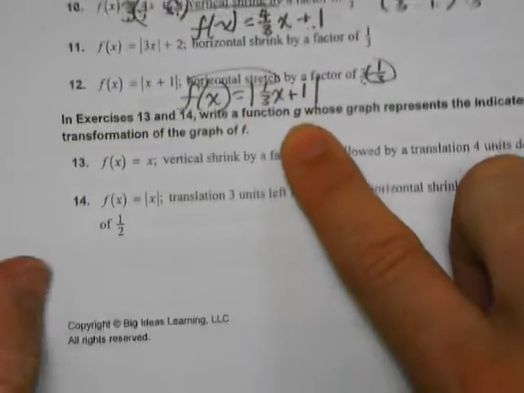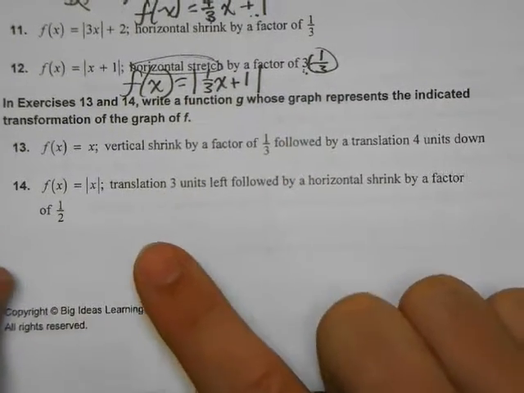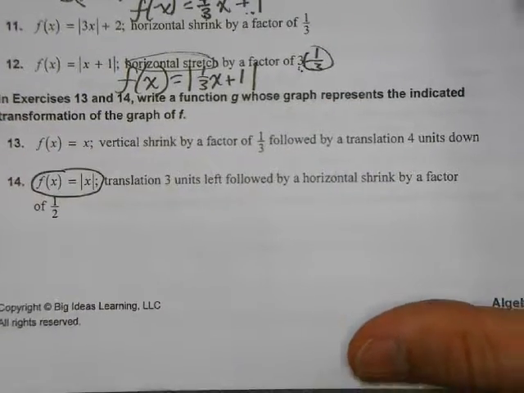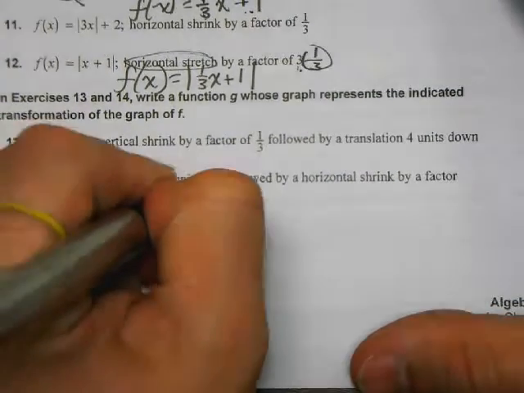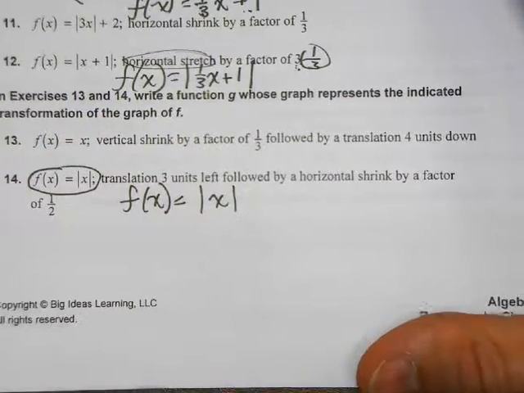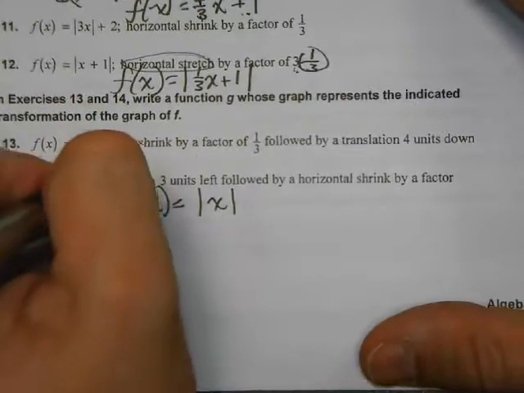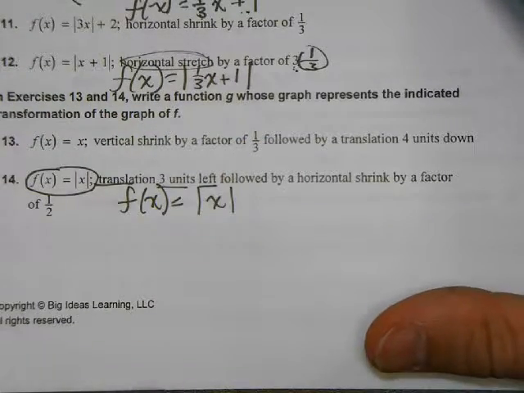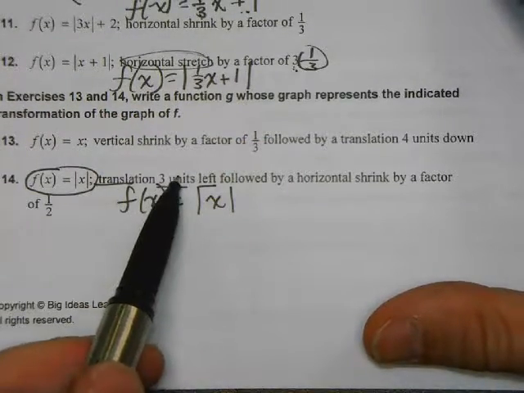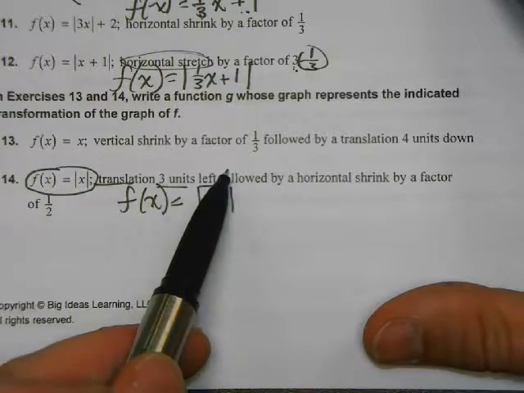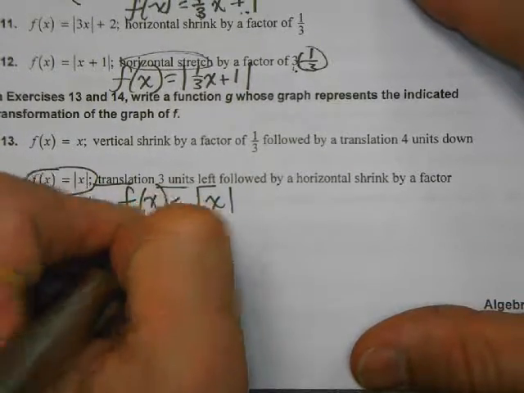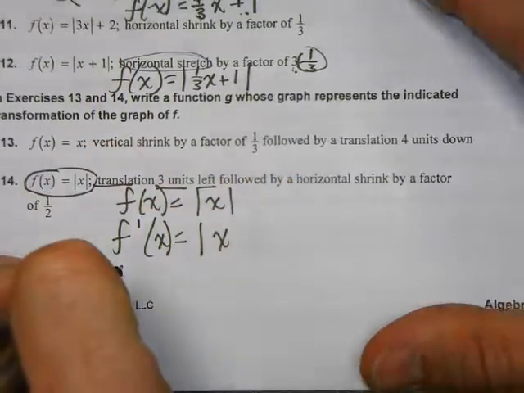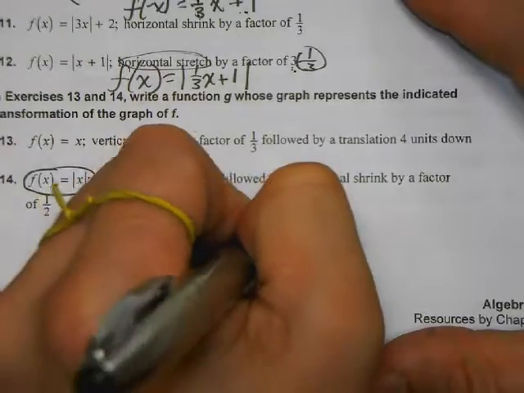Their last problem is a multi-step one. So they're giving me f of x is the absolute value of x. The next step they asked me to take is to translate 3 units left. Remember, left and right is the opposite one. So instead of going to minus 3, I need to go positive 3. So the first step is x plus 3 in their absolute value.